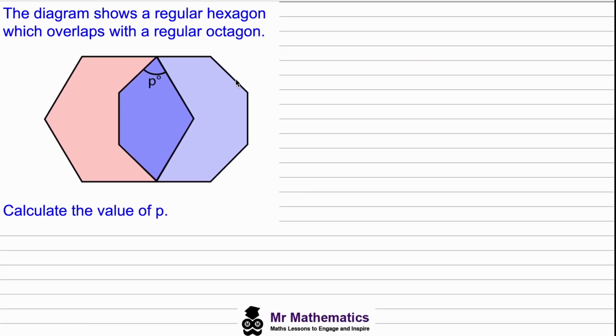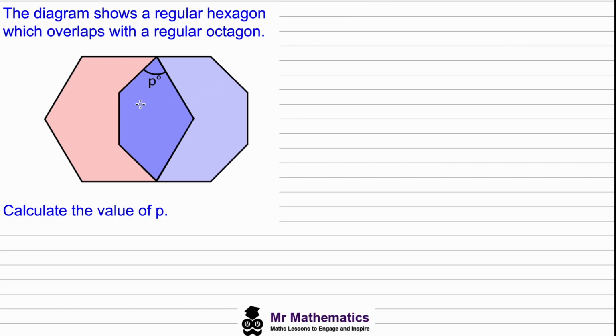Okay, so in our final example, being told that the diagram shows a regular hexagon which overlaps a regular octagon. And we've been asked to calculate the value of P, to this angle here. So again, maybe you want to try this question yourself. You can pause the video, and when you come back, we'll go through the worked solution. Okay, so welcome back if you had a go.